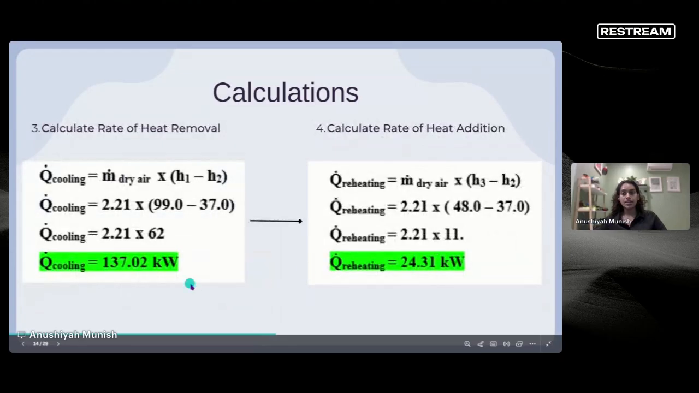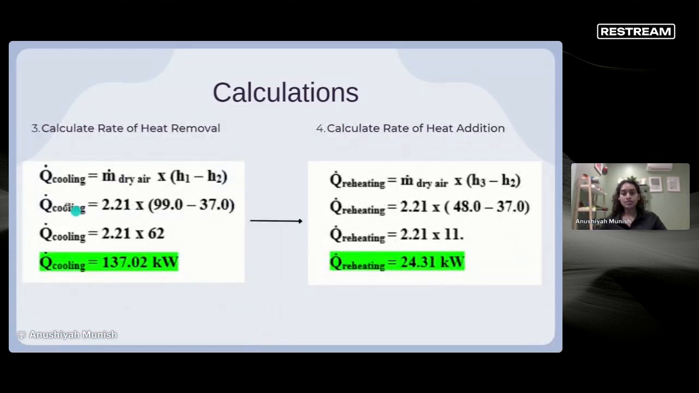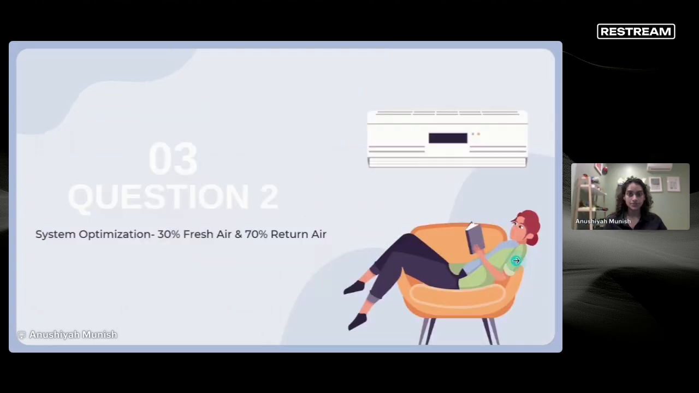Next, calculating the rate of heat removal. The formula is also given, and we just have to substitute the enthalpy values at state 1 and state 2 to find the rate of heat removal, which is 137.02 kilowatts. Next, the rate of heat addition, where again the formula is given right here. We just have to substitute the mass flow rate of dry air and the enthalpy at state 3 and also state 2, and we'll get our rate of heat addition of 24.31 kilowatts.